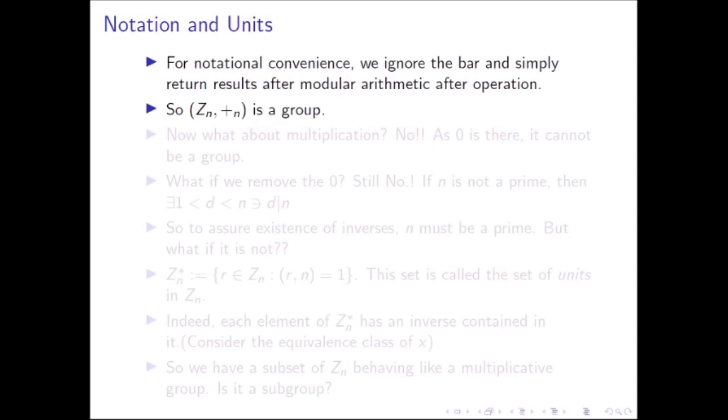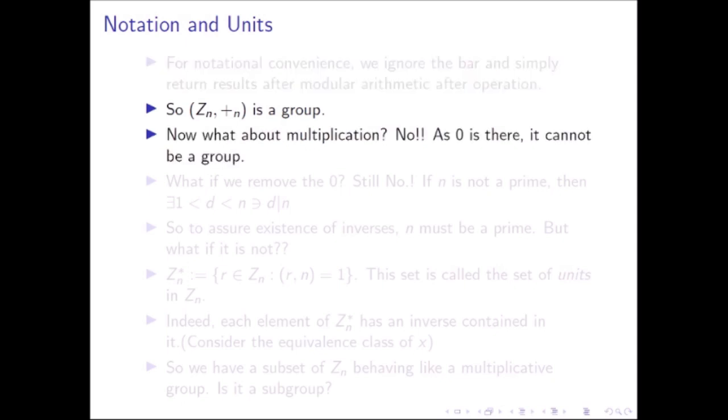So for notational convenience we just ignore the bar and we represent the notation as plus n like this, which can also be written as plus to save ink or notation. So if there is no ambiguity with the n, we simply ignore it.